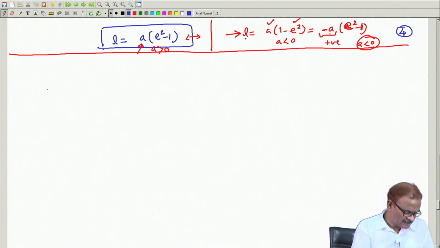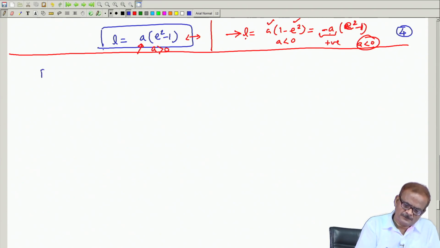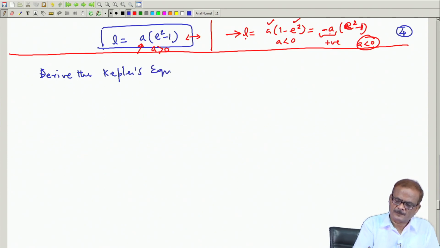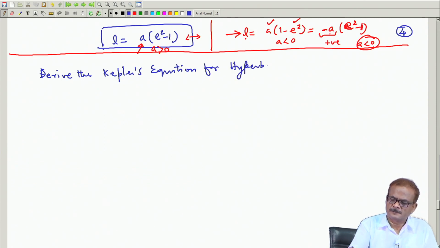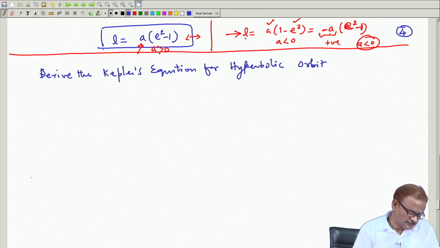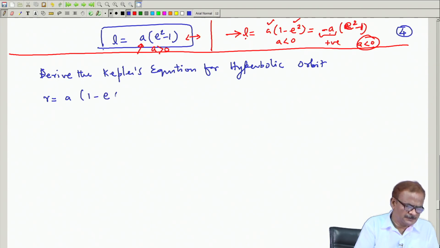Now, our objective is to derive the Kepler's equation for hyperbolic orbit, where it is given that r equals a times 1 minus e cos hyperbolic f.